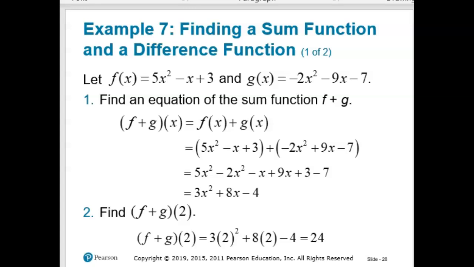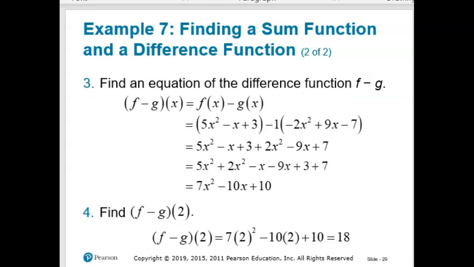It next asks us to evaluate the new sum function at 2. 2 is inside the parentheses, which means every place that there was an x, replace it with a 2 and evaluate that. You will end up with the answer of 24.